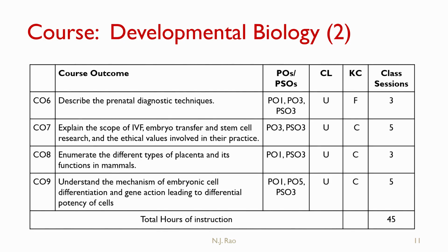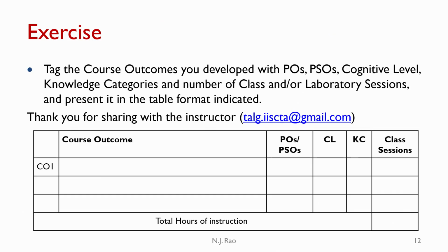So that is how, in a tabular form like this, you have to write your course outcomes. Now, as far as the exercise is concerned, tag the course outcomes you developed in the earlier unit with POs, PSOs, cognitive level, knowledge categories, and number of class sessions. If there is a laboratory associated with that, and you are integrating the laboratory with the theory course, then you add one more column next to class sessions, laboratory hours. Or some course may have field activity, field hours. You can add that, and you can add the number of hours separately. So this is the format in which you can write your COs.